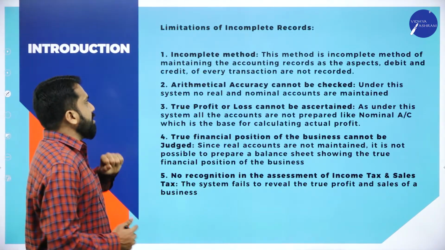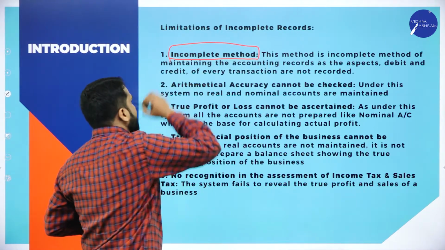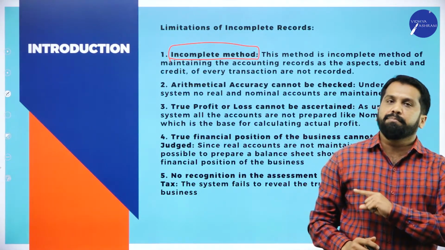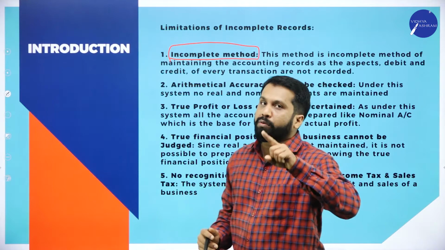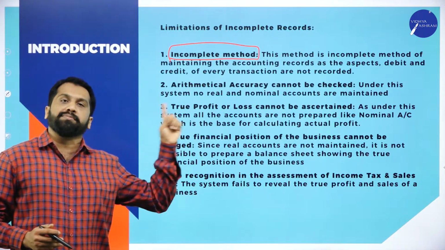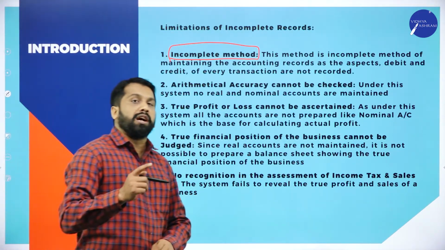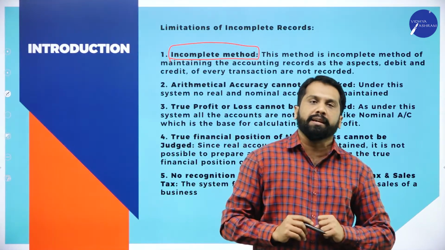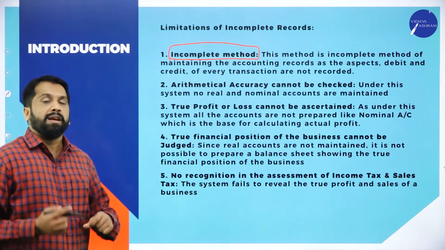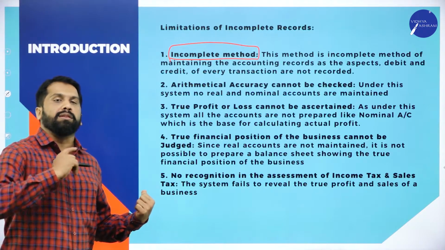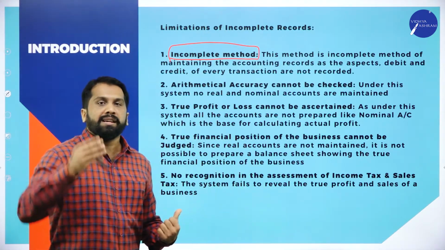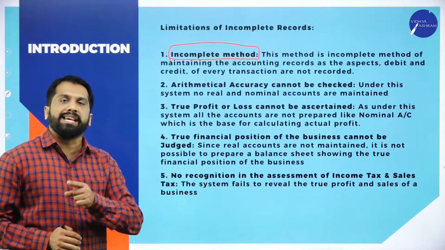Now, what are the limitations? Incomplete method. What does incomplete mean? You can know how much is your profit for the day. But after 1 year, if you want to know what your profit was, you cannot get it. After 2 years, if you want to know what your sales were last year, you will not get it. How much you have to pay to outsiders, you will not get. How much you have to receive from outsiders, you will not get that information. Wherever you have spent your money, you will not get. Your cost sheet, how much you spent on manufacturing, you will not get. These are the disadvantages of incomplete records.